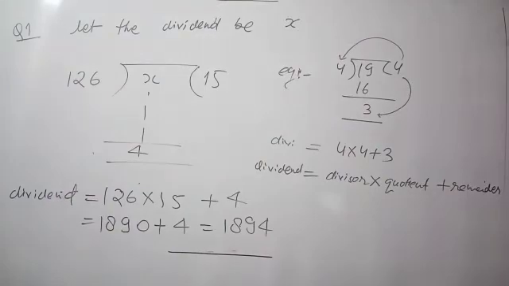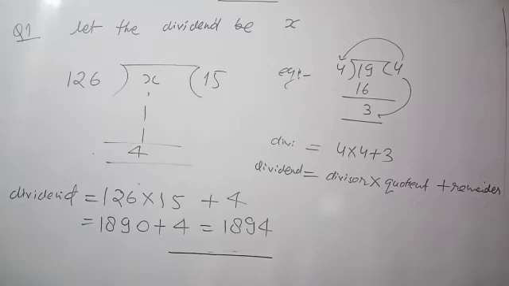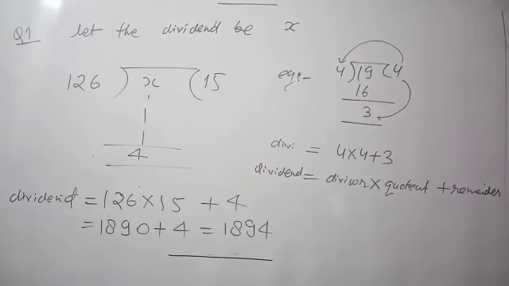Move to third. Find the value of. Question number 3 is your homework in the copy. Question number 4, very simple question. n divided by n gives us n. So this is the only one number, that is 1. 1 divided by 1 gives 1 as a result.